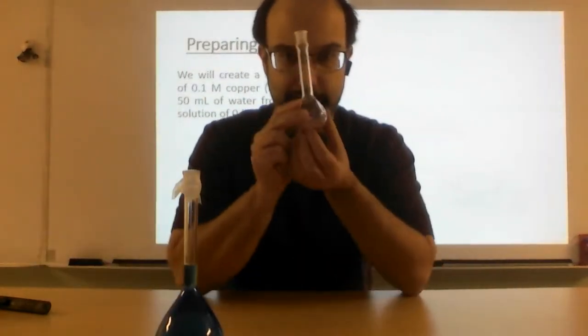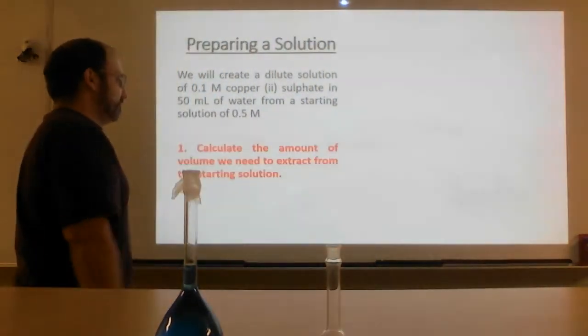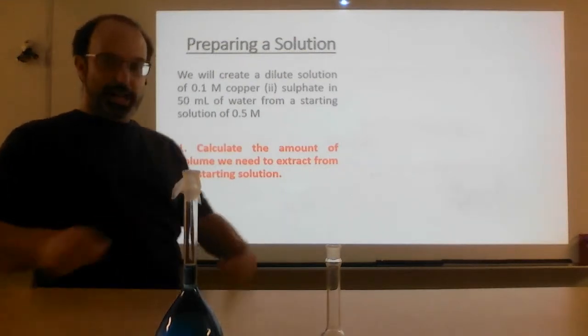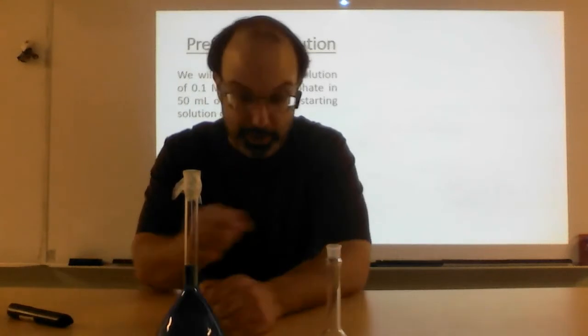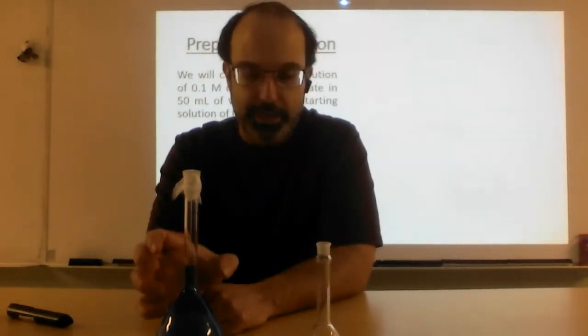So in comes the little one. All right, step by step, what do we do? First step, calculate the amount of volume that we need to extract from the starting solution. How much of this do I have to take out? I don't take all of it, because if I pour all of this in here, it's going to overflow. I need to take a specific amount out of here.